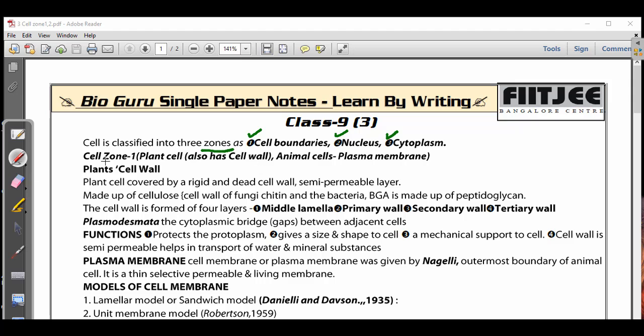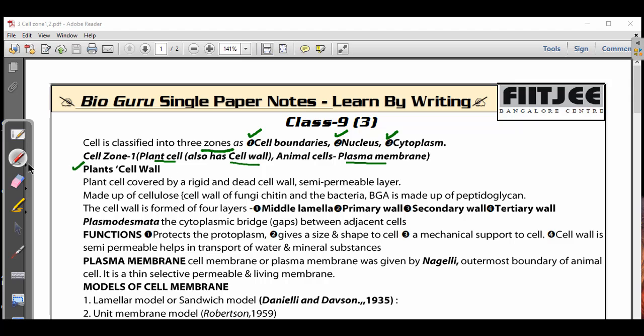The cell zone 1, the cell boundaries, in two living forms, plants and animals, are quite different. When you look at the plant cell, it has an additional structure outside of the cell membrane, the cell wall, while animal cells have the plasma membrane alone. So we'll begin with the cell wall and its properties, and we'll continue to understand the common cell boundary, the plasma membrane, soon. First, the plant's cell wall.